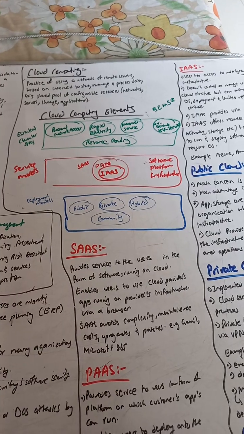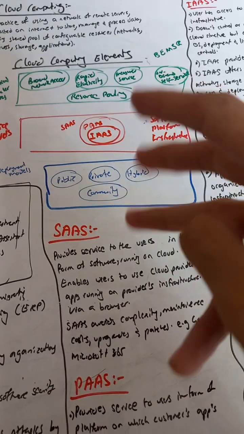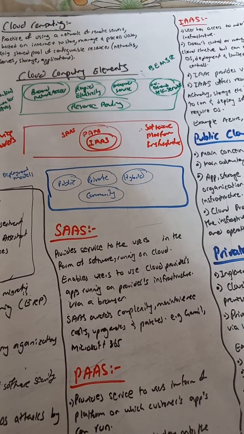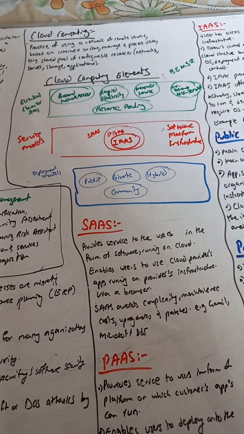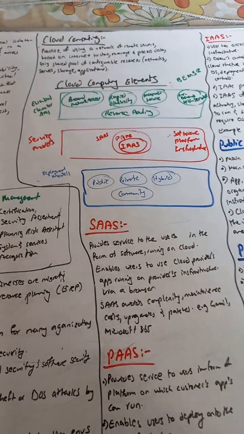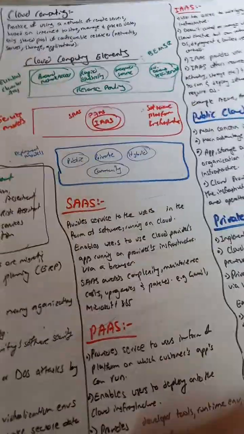On-demand service, and R stands for resource pooling. Then you have three service models: software as a service, platform as a service, and infrastructure as a service. And you have four deployment models, which are public, private, virtual, and hybrid. Sorry, public, private, community, and hybrid.